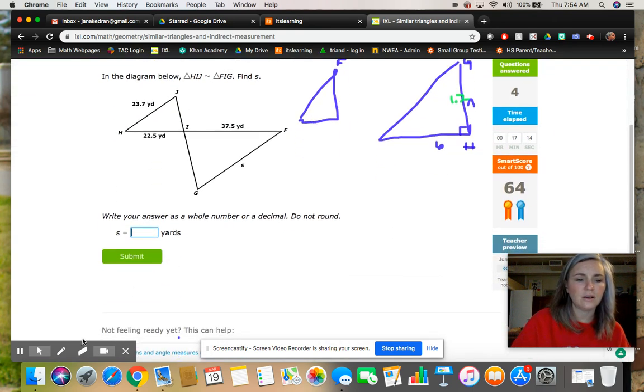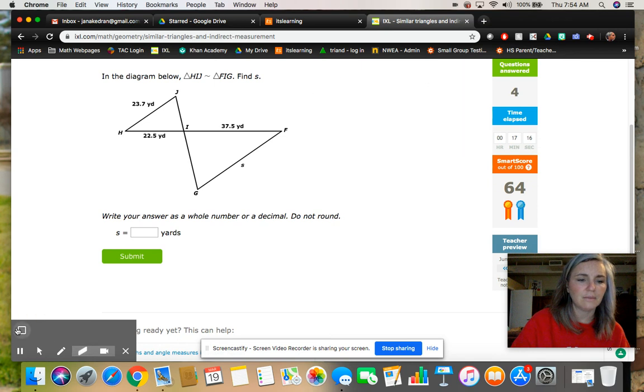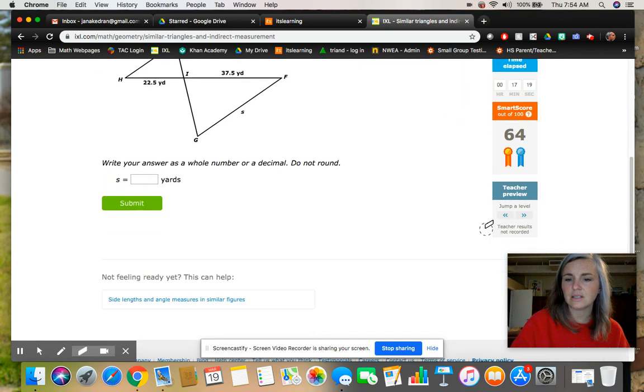Okay, so now you're going to go through more of the same. So just set up the proportion the same.